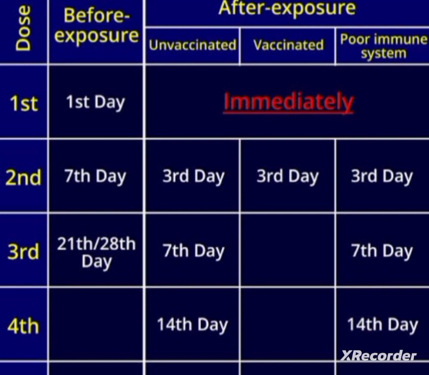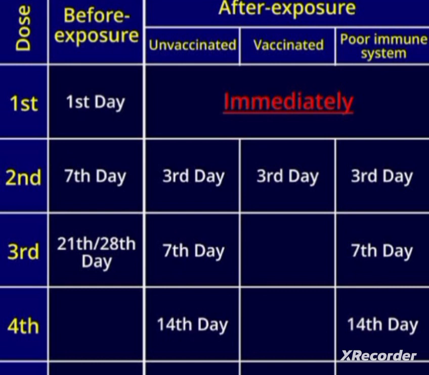So if the patient is previously vaccinated, if the patient has re-exposure, that time we are giving only 2 doses. That is the upper arm, immediately at the time of reporting, and also on the third day a single dose we are giving. But in case of unvaccinated cases, we are giving 4 doses, in both upper arms.